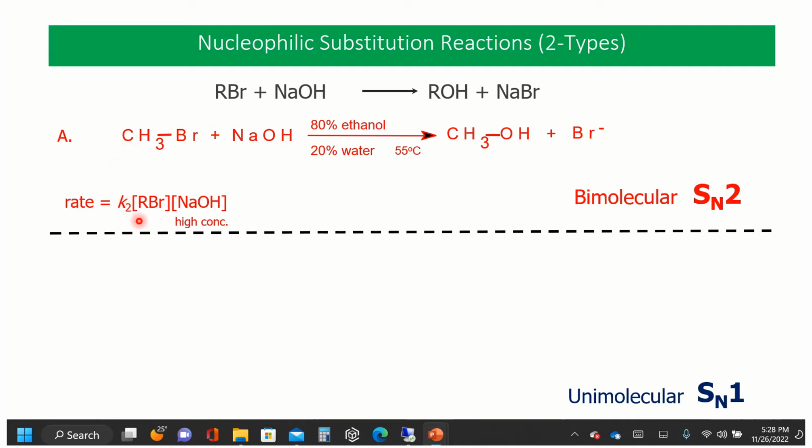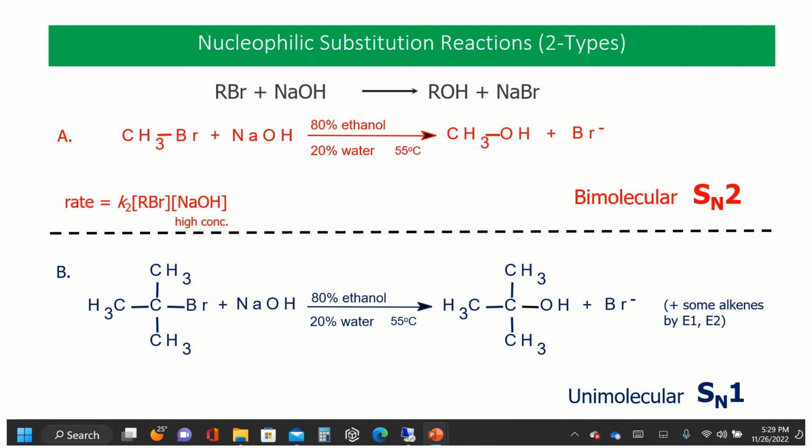So the rate is dependent on both the concentration of the substrate and the reagent, which is in this case the nucleophile. So both the alkyl halide and the nucleophile. Hence, because it is dependent on these two concentrations, it is bimolecular. So as we increase the concentration of the alkyl halide, the rate will increase. As we increase the concentration of the nucleophile, the rate will increase.